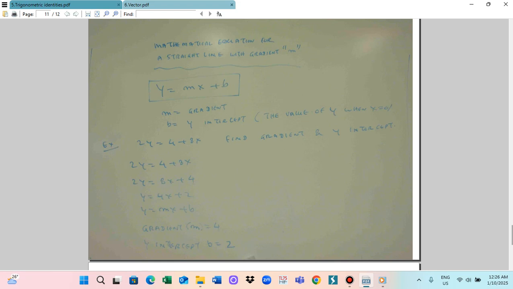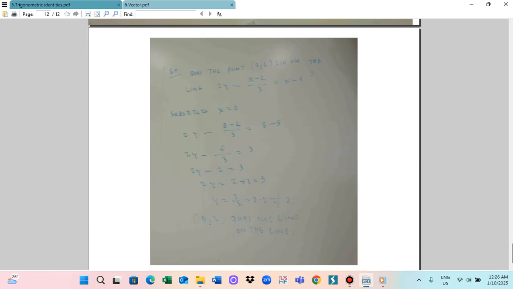Another problem: does the point (8, 2) lie on the line 2y minus (8 minus 2) divided by 3 is equal to 8 minus 5?